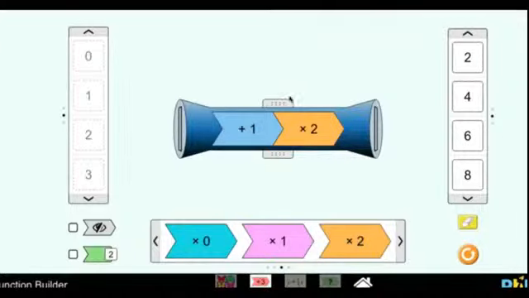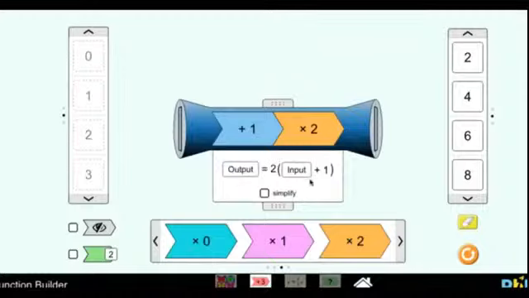So this machine controls how the input is paired with the output. Again, this set of inputs is our domain. This set of output is our range. This machine that acts as a rule is our function.